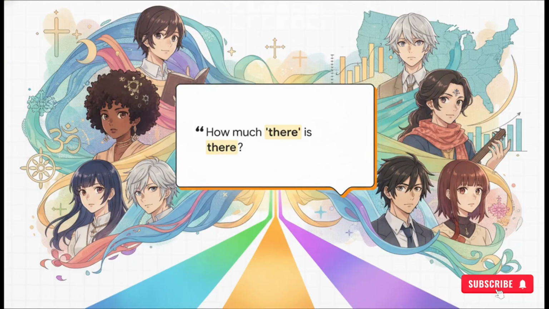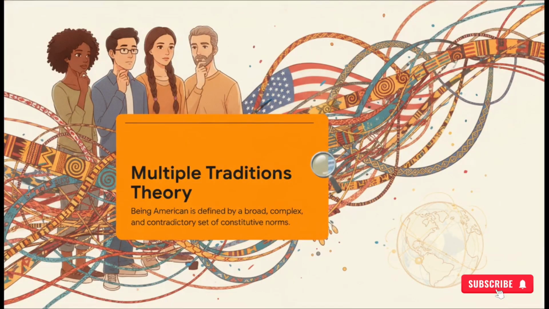Okay, let's unpack the core concept behind her research, which is the multiple traditions theory. This is a sociological perspective suggesting that, honestly, there isn't just one single, simple measure of Americanism. Instead, being American is defined by a broad, complex, and sometimes entirely contradictory set of norms. It's a layered tapestry, not just a single thread.